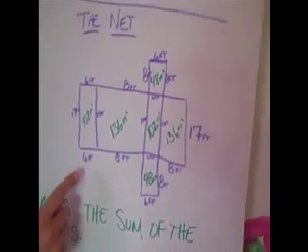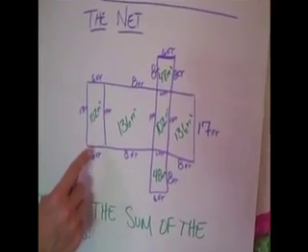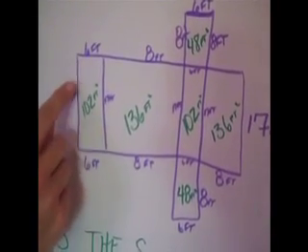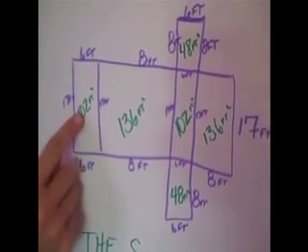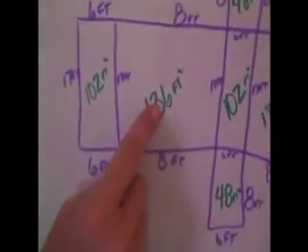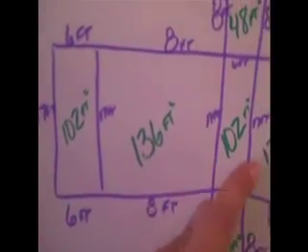Remember, we're going to find the surface area because it's the sum of each section. So how do you find the area of this rectangle? Length times width. Multiply those two. I put 102. This I multiplied 17 times 8, 136. And I did that with each one of these.